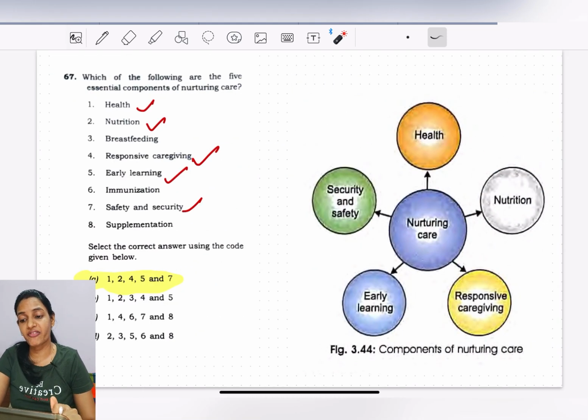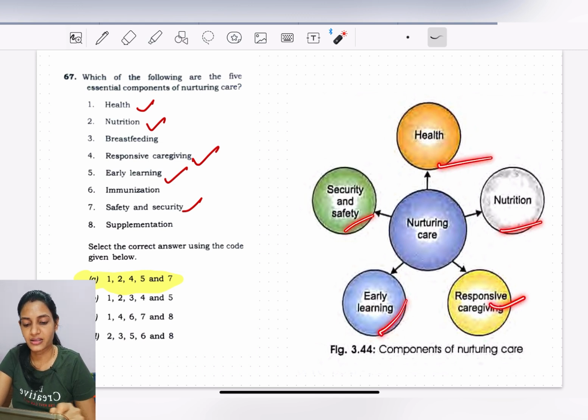Now, which of the following are the 5 essential components of nurturing care? So these are the 5 essential components, so answer is A in this case.